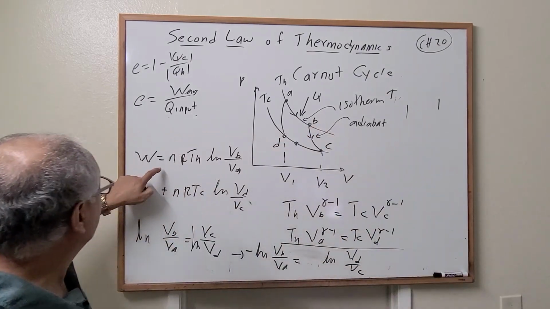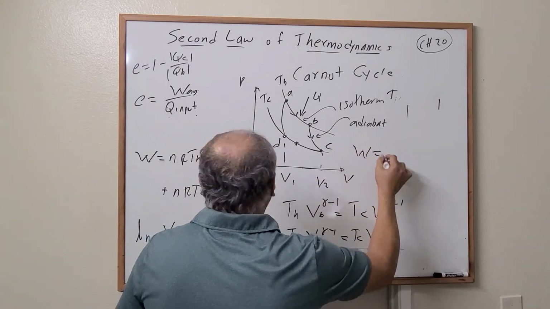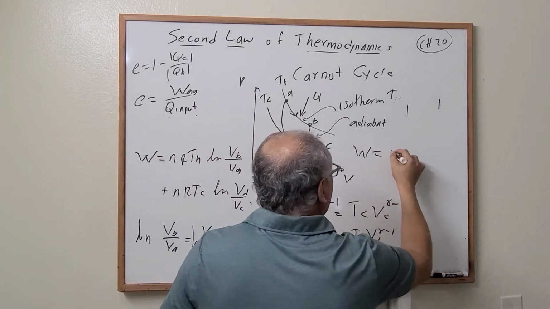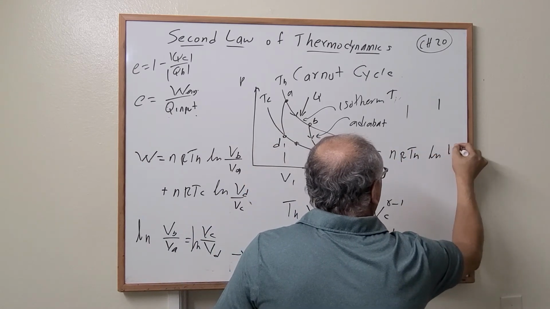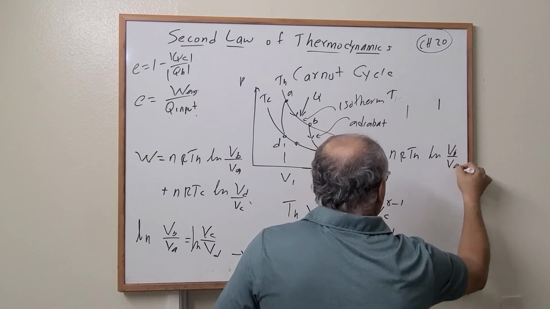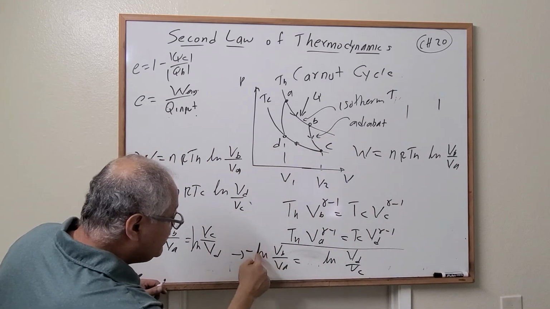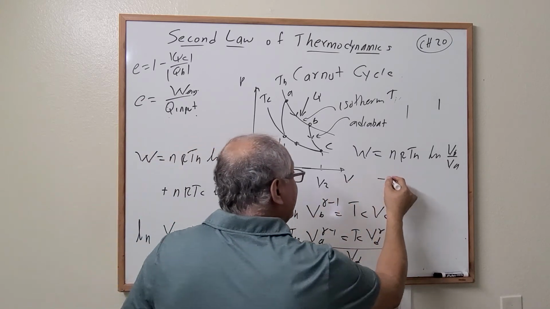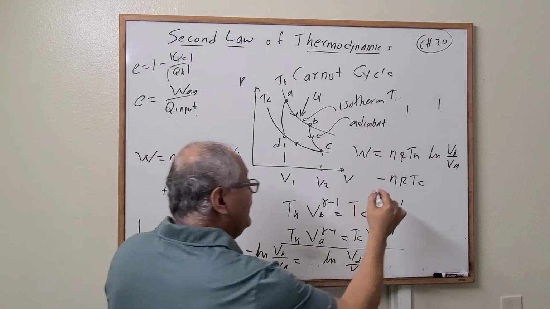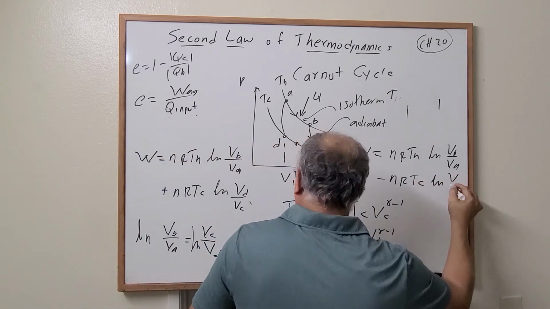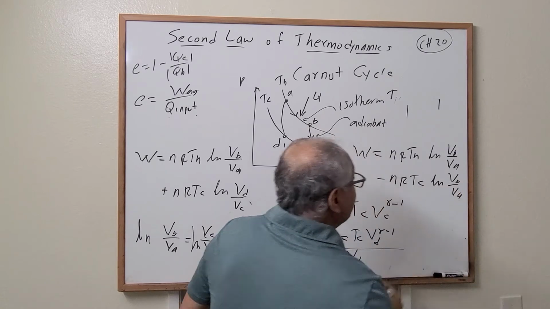Look, let's go back to this final work. So work is equal to, this one stays the same, nRT_H and then ln V_B over V_A. But look, this one is the negative of this one, so this is going to be minus nRT_C ln V_B over V_A, correct?